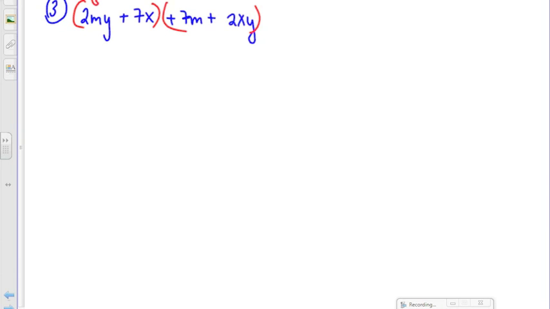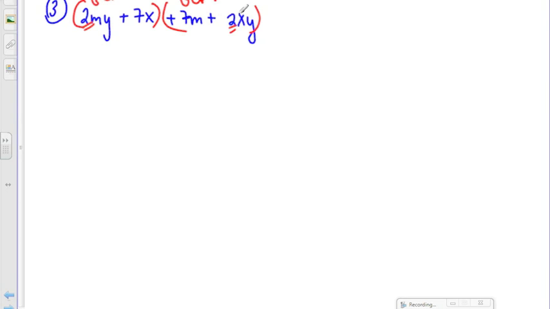We check the first one for GCF, and we try 2. Can 2 go into 7 evenly? No, it can't. And do they both have m's? No. Do they both have y's? No. They don't both have x's. So they have no GCF in the first parenthesis. So let's check our second one. Our second parenthesis has another 2. So 2, we already said it cannot go into 7 evenly, so no GCF.